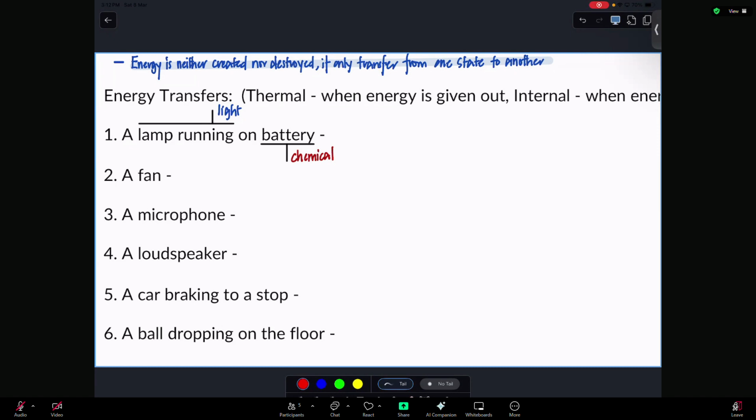Okay, and we have devices out there somewhere that are producing what energy as well? Electrical energy, like a generator. Generator, electricity produced for you, right? So electrical is the most useful transfer mechanism out there.